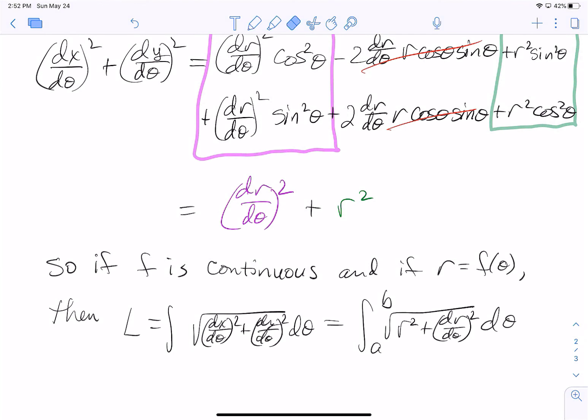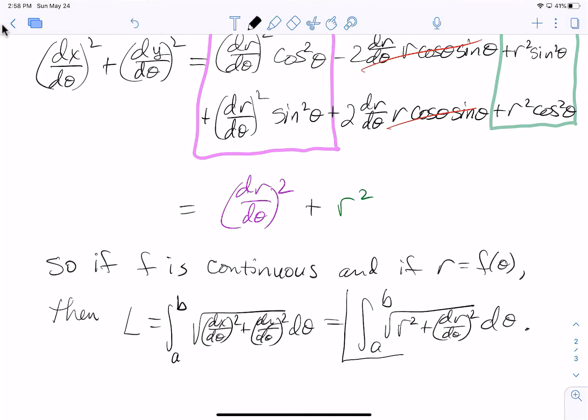There's no reason for me to have alpha and beta here. So I'm going to make both of these integrals go from alpha to beta, and now everything matches. And as before, we can box up the result here so that you know it's important.